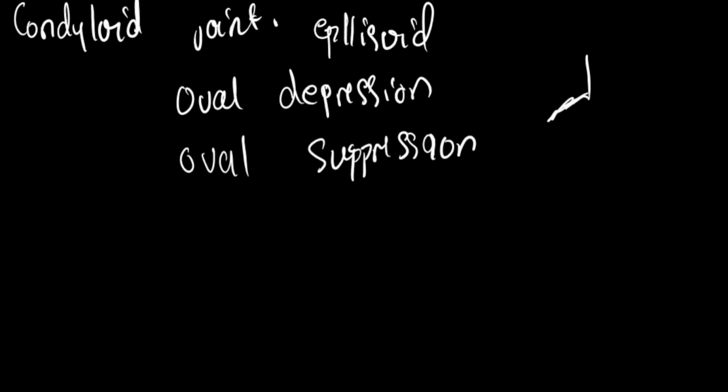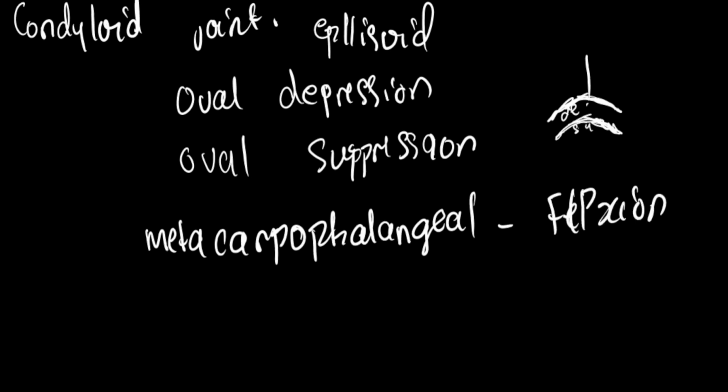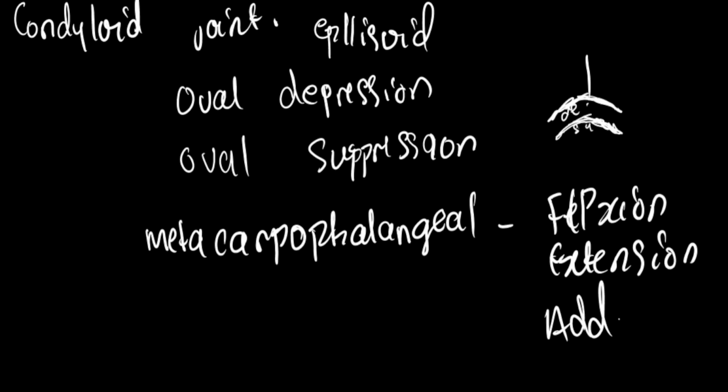We could have something like this, and then this would be the depression, okay, and of course this would be the surface. So this is how a condyloid joint looks, or how it acts. And of course, we would have this joint between the metacarpal and the phalanges, for example. Metacarpophalangeal joints would be an example. And this allows for flexion, and it allows for extension. It also allows for adduction and abduction.